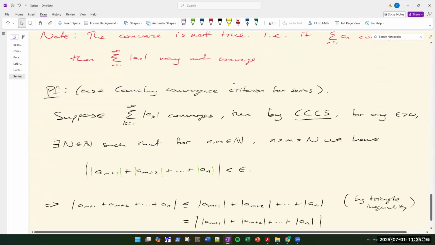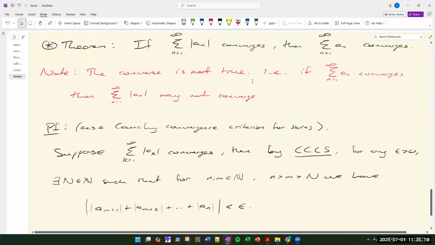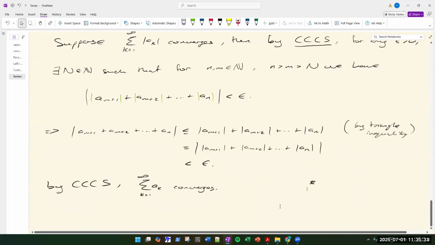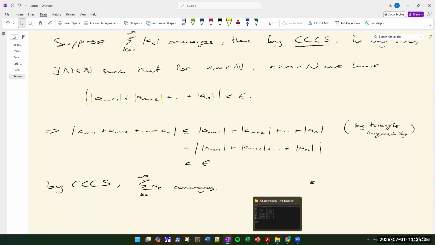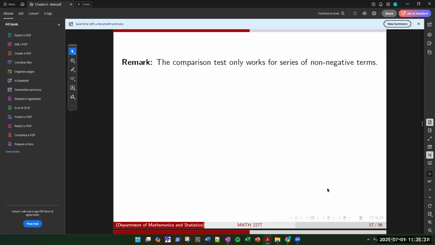Right, so if the series of the absolute value converges, then the original series converges, but the converse is not true. Okay. Now we'll see some examples of the converse not being true later on. All right, so let's go into the slide.